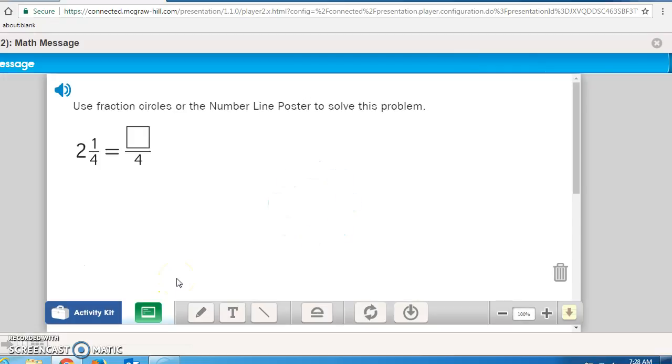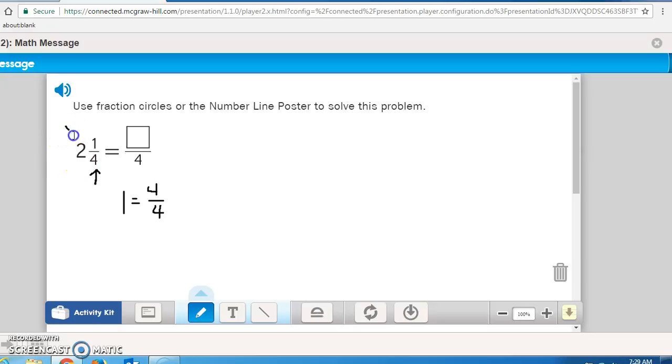You're going to need your fraction circles to do the following problems. It says use the fraction circles or the number line poster, which is hanging in our room, in the middle window over on the wall, to solve this problem. 2 1/4 equals how many fourths? Well, one way to look at this problem is, whatever the denominator is, four, you should realize that a whole equals 4/4.